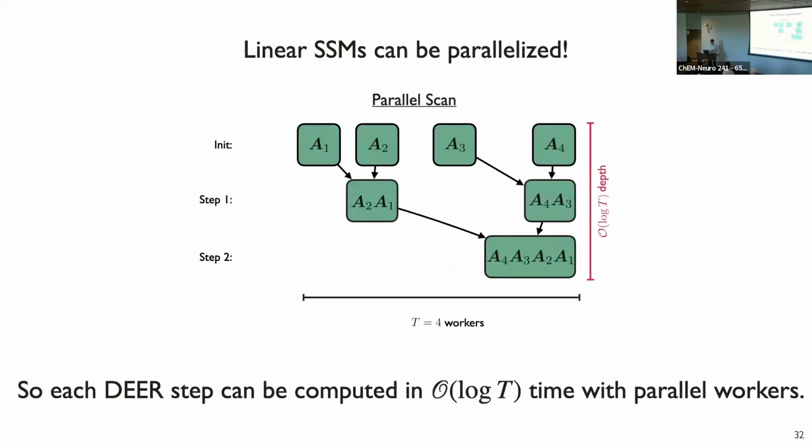So this is our parallel scan, a review from the start. But the point is, with many parallel workers, we can evaluate each DEER step in time that's logarithmic in the sequence length, much faster than rolling it out step by step by step.